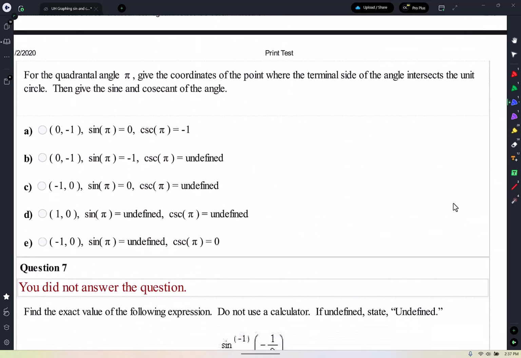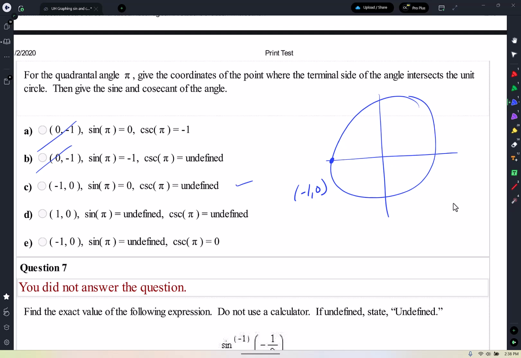For the quadrantal angle pi, give the coordinate of the point where the terminal side of the angle intersects the unit circle. Okay, relax. All that means is, where is pi located? What's the coordinate of pi? Is it 0, -1, or is it -1, 0? I heard both answers. Which one is it? Yeah, the x coordinate is negative: -1, 0. So let's look for that. It's between C and E.